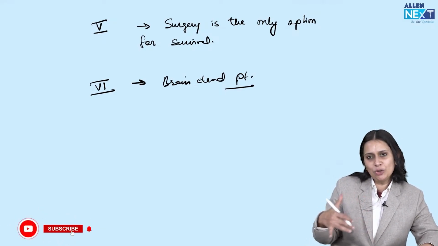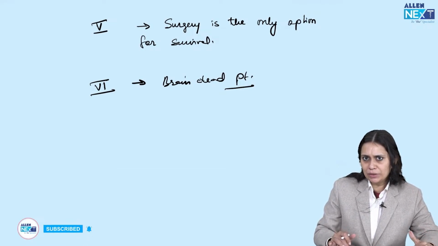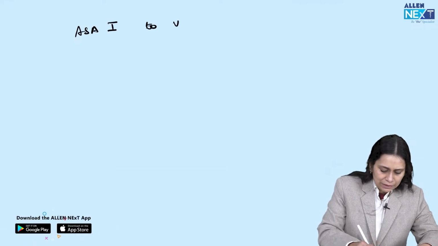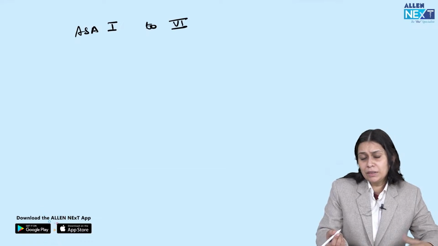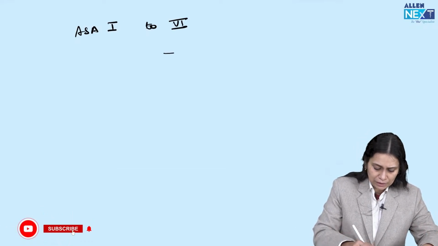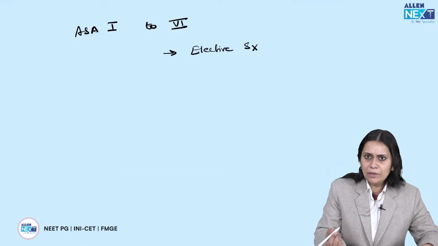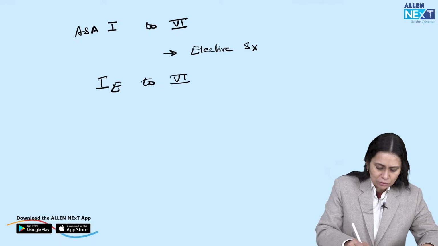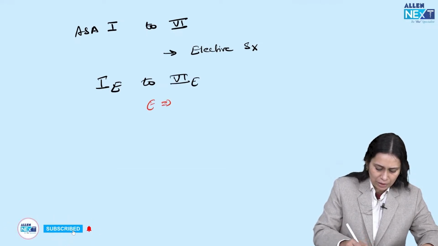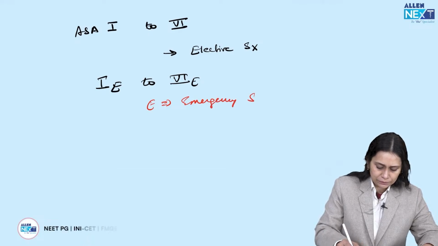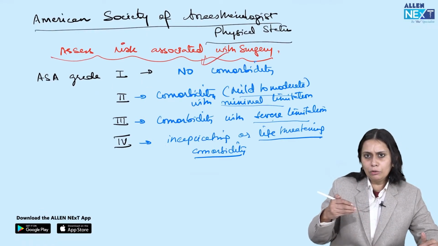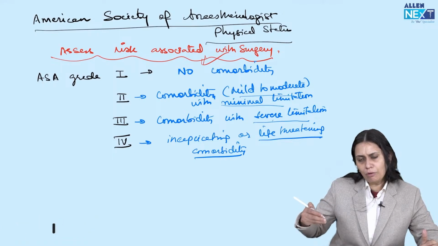So this is ASA grade 1 to 6. Now this ASA grade 1 to 6 is for elective surgery, right? If we want to use the same grading for emergency surgery, we have to write 1E to 6E. Okay, so E is for emergency. Keep this in mind, right? So ASA physical status is telling us the risk associated with surgery from 1 to 2, 2 to 3, 3 to 4, 4 to 5 and 5 to 6.